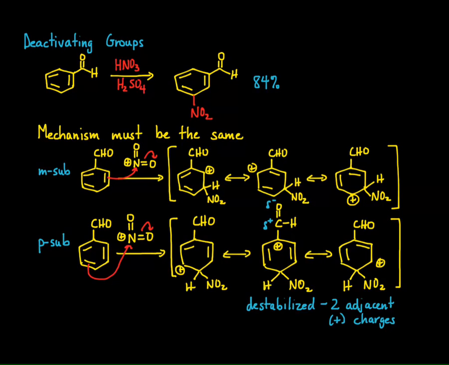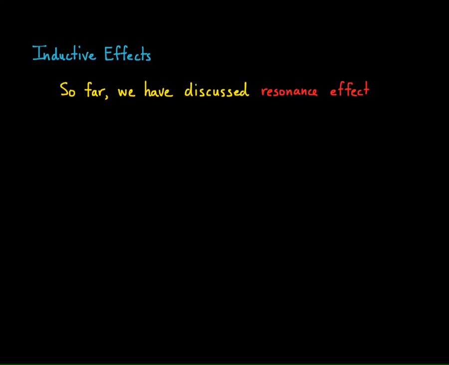And therefore, meta-substitution occurs because the activation energy to form the intermediate for meta-substitution is less. Now, so far, we've talked mainly about resonance effects, right? But of course, we know that there are two main effects. One of them is resonance, but the other is an inductive effect, and this is, of course, through a sigma bond.